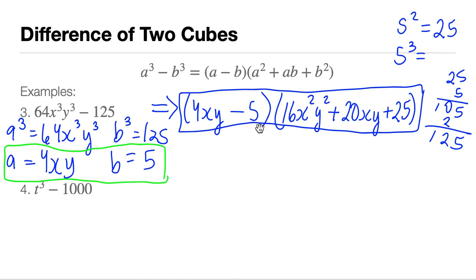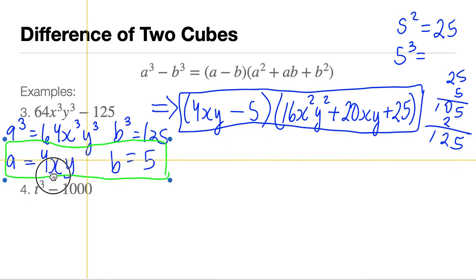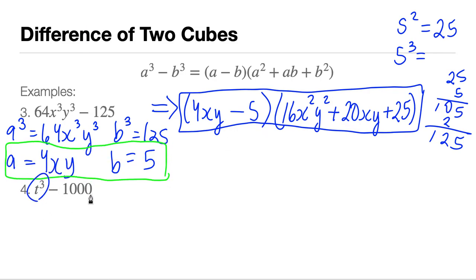Okay, how about for number 4? So let's move this a bit up. Okay, so we have this is a perfect cube. This 1000 is also a perfect cube. So we're going to follow this formula again. So we have a cubed is equal to t cubed, and our b is equal to 1000.